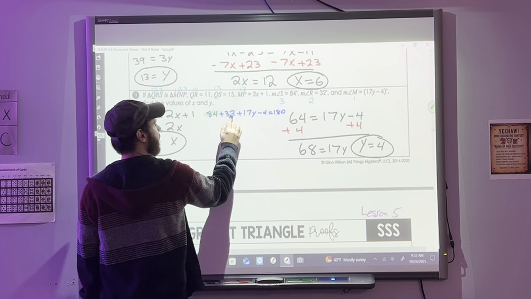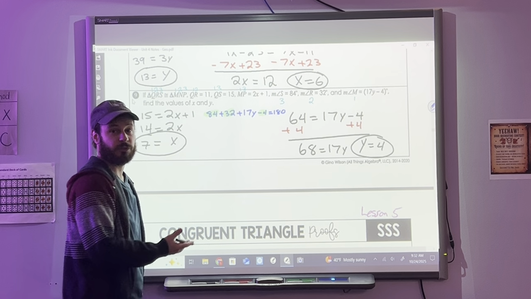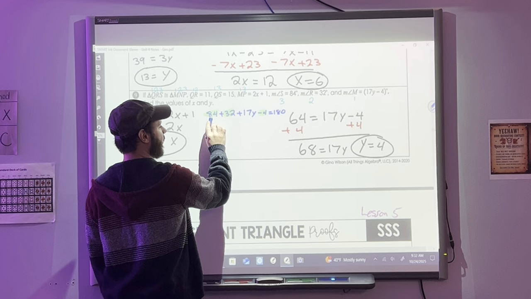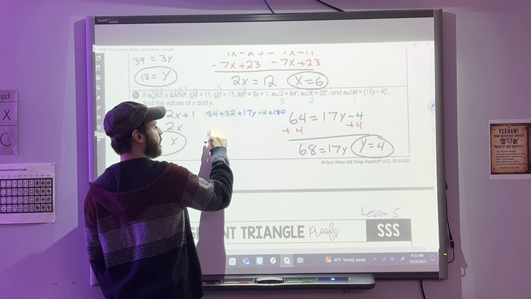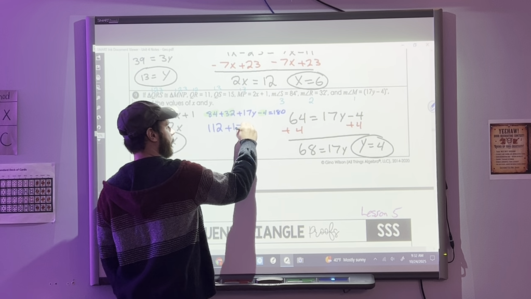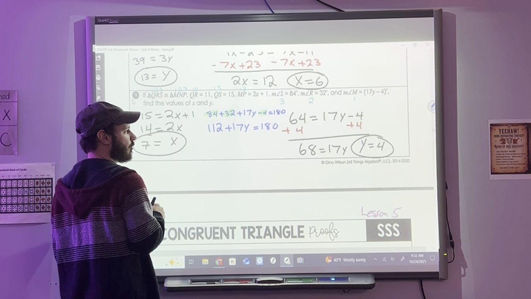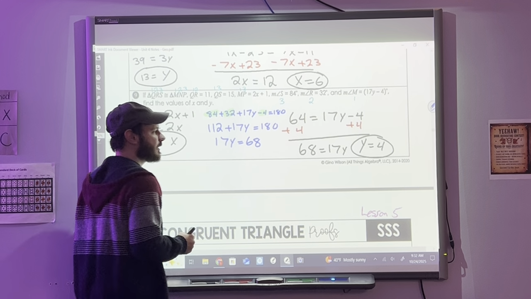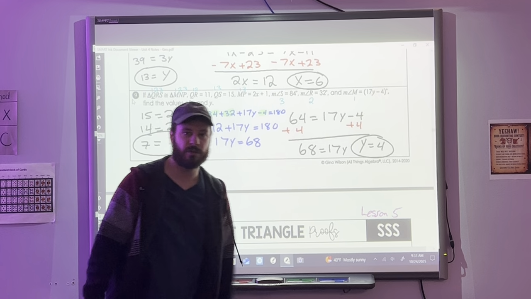I'm gonna combine my 84 with my 32 with my negative 4. Because those are all the numbers that don't have variables. 84 plus 32 is, well, I'm gonna take the 4 away from that, make that a nice 80. 80 plus that is 112, I believe. Brain power, activate. 112 plus 17y equals 180. Then I would subtract the 112. Now I get 17y equals 68. And that's the same thing that I have over here. So two different roads to get you to the same place.